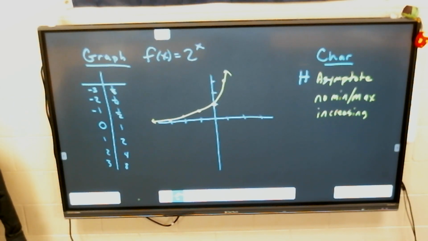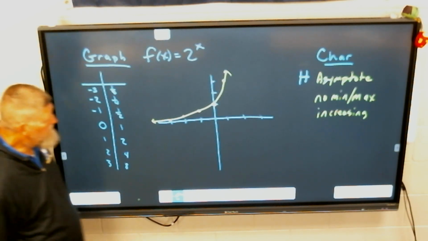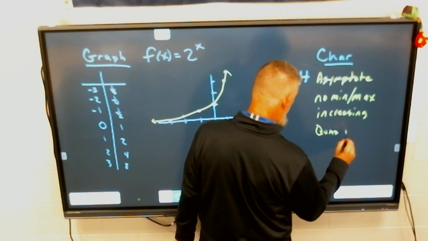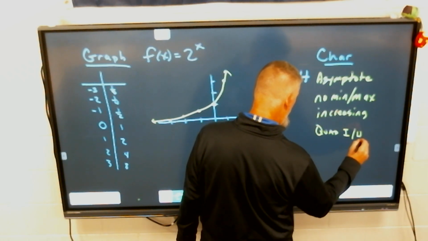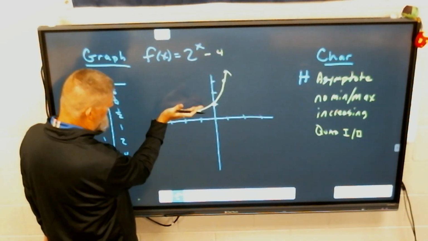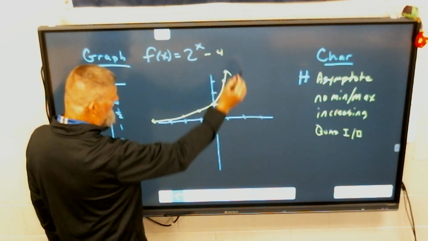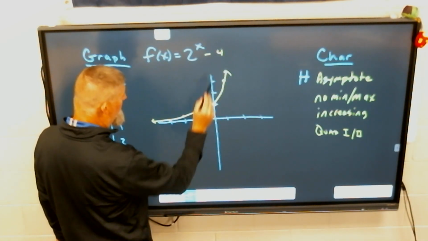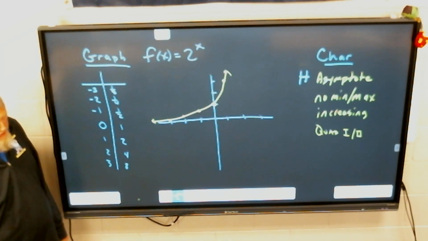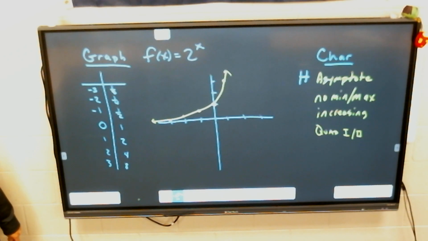It's only in those two quadrants. Okay. This one is only in quadrants 1 and 2. Wait, can it be in 3 and 4? Well, I guess it can. Yes, if I subtracted like 4, then it would slide it down and it would be down here. So that's just for the parent graph, but it is limited to the number of quadrants it's in. The parent function is. Okay, what else?